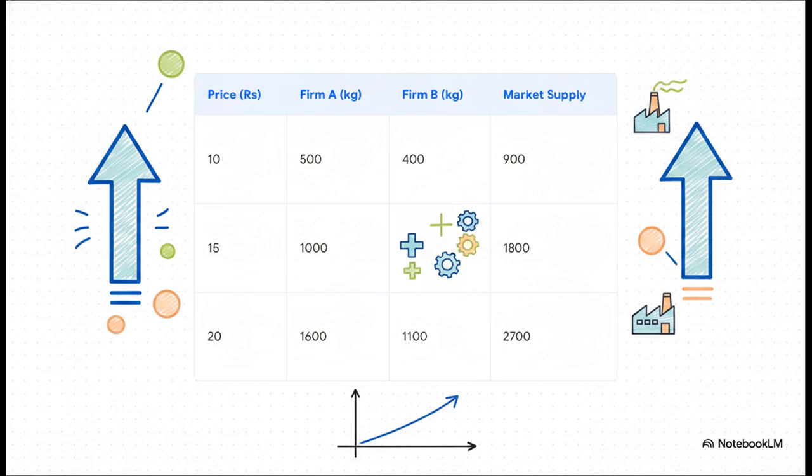And as you scan down, you see the law of supply perfectly in action. As the price bumps up to 15 and then 20, both firms naturally increase their output, which obviously drives the total market supply up right along with it.